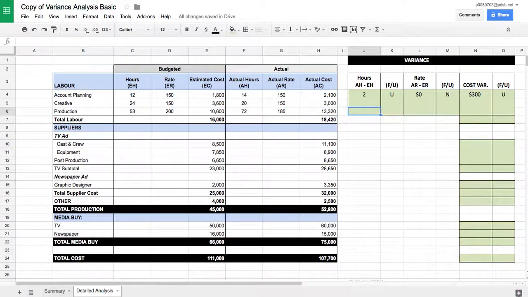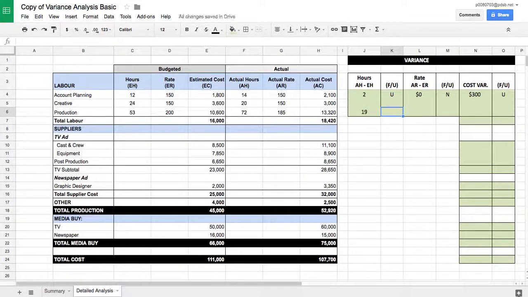Okay, so let's do our calculations. Well, we went over by 19 hours. That is a lot, so we're going to put a U in there. And our rate actually went down by $15. Okay, that's favorable. And our total cost variance is just this minus our estimated cost. So it was higher by 2,700. That's not good. So that is unfavorable.